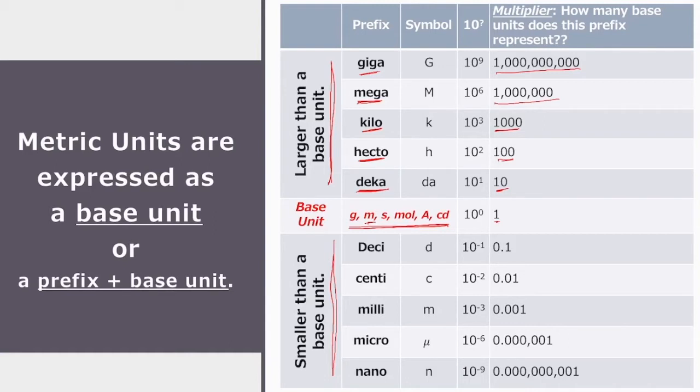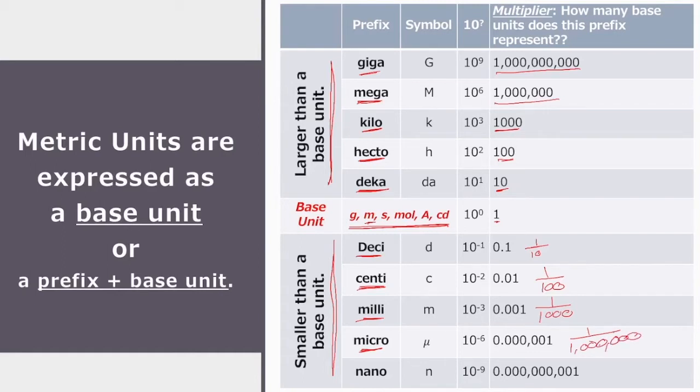So if I had 1/10 of a gram, then I would have a decigram. If I took one base unit and divided it by 10, I'd have a decigram. If I had a centigram, I would have 1/100th of a gram. A milligram would be 1/1,000th of a gram. A microgram would be 1/1,000,000th.